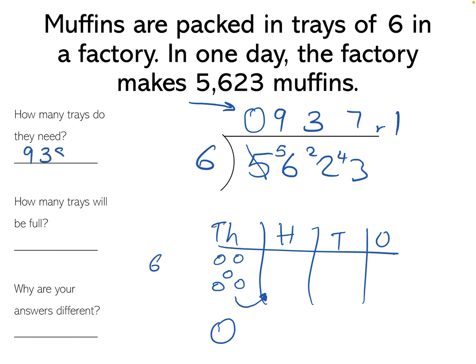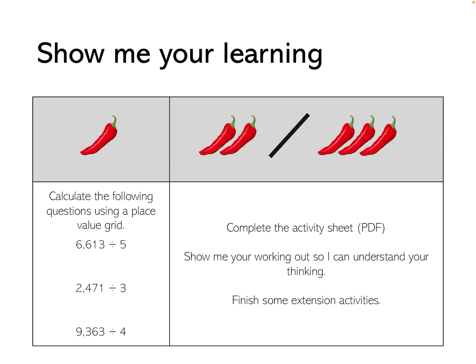Okay, so how many trays are we going to need? We're going to need 938, because we can't have that extra 1 on its own. How many trays are going to be full? 937. And that is because our answers are different, because this one is looking at how many are full, and this one is looking at how many in total, regardless of if they are full. We're going to have 1 tray that's not full. It's only going to have 1 on it.